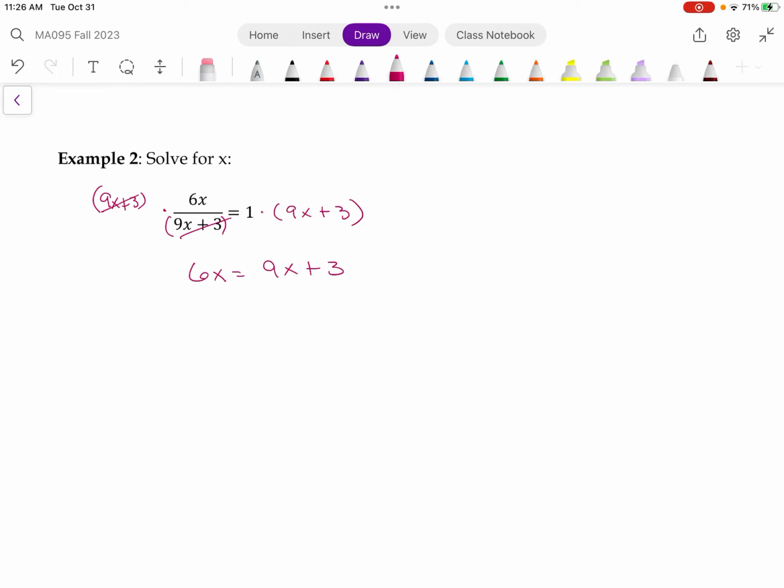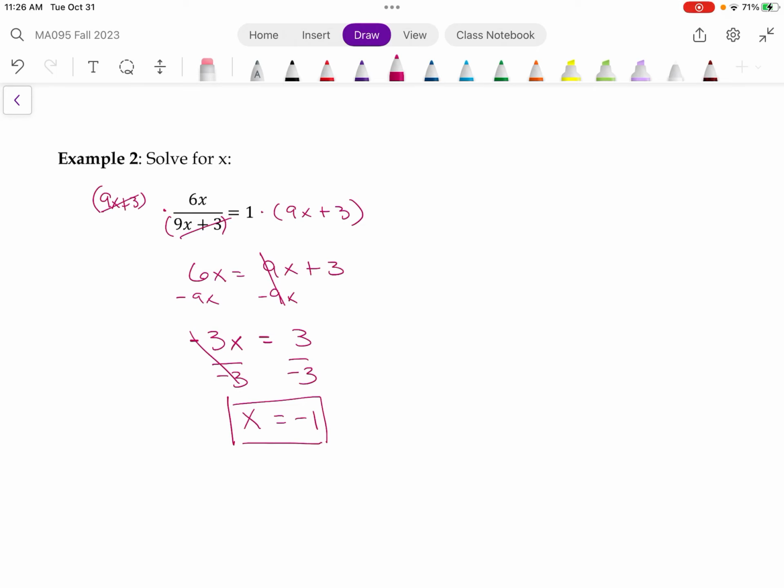All right, so now let's simplify this. I'm going to get the x's to the left, so I'm going to say minus 9x. It doesn't matter which side you go to, but it seems like least steps to do it that way. So I get negative 3x equals 3. I'm going to divide both sides by negative 3, and I get x equals negative 1.